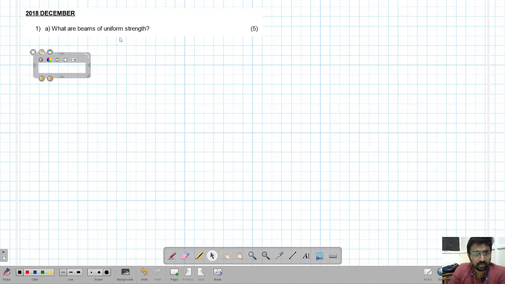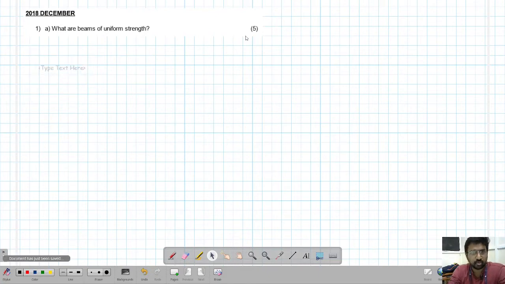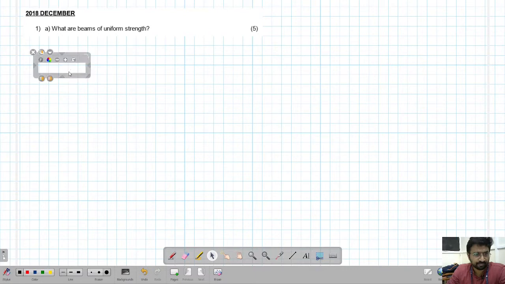What are beams of uniform strength? This is also applicable for 2019 curriculum students who are currently studying in KTU. So, basically, what do you mean by uniform strength, which is for 5 marks? A statement will not be enough for you to get 5 marks. If it is a 2 marks question, a statement would have been enough. So what is a beam of uniform strength?